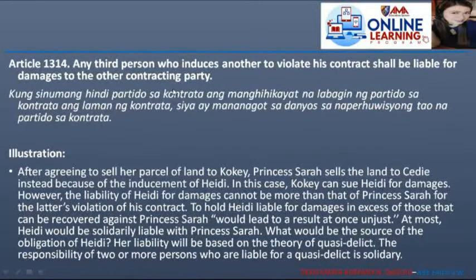Article 1314, any third person who induces another to violate his contract shall be liable for damages to the other contracting party. Kung sino mang hindi partido sa kontrata ang manghihikayat na labagin ng partido sa kontrata ang laman ng kontrata, siya ay mananagot sa danyos sa naperwisyong tao na partido sa kontrata.